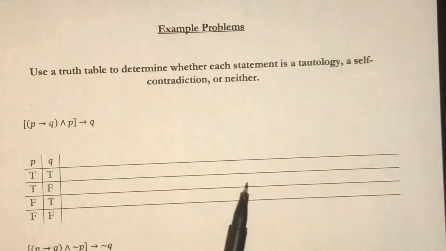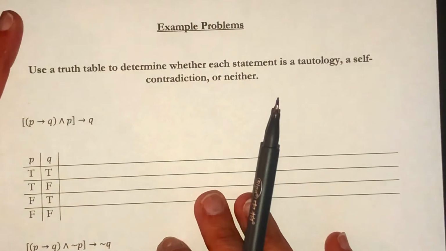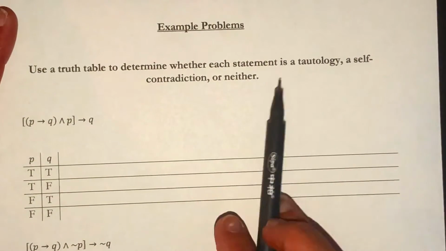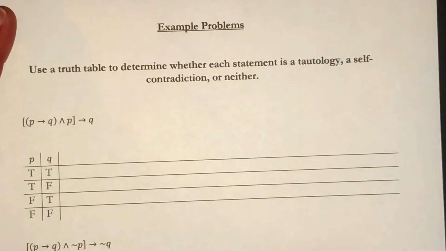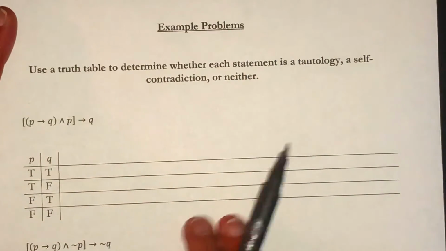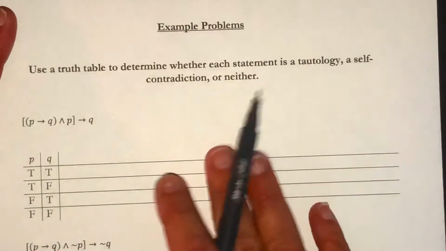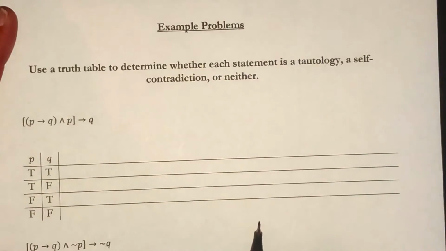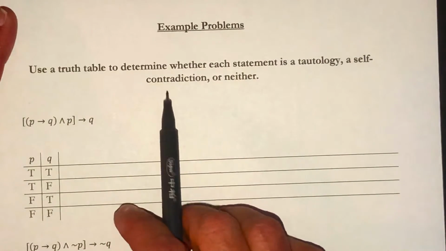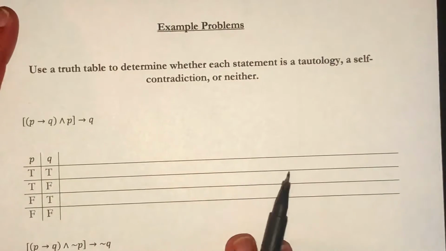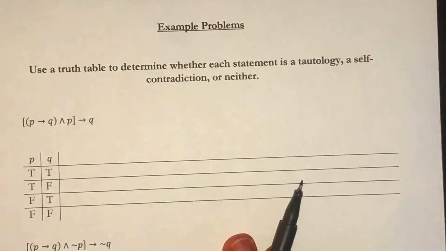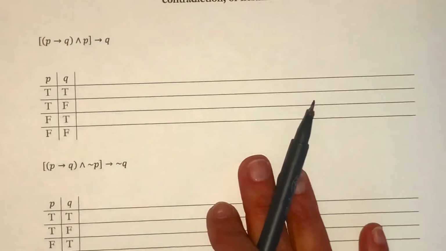Now, these problems here, they want us to use a truth table and then decide whether we have a tautology, a self-contradiction, or neither. So after I do my truth table, if I end up with all truths, it is a tautology. If I end up with all falses, it's a self-contradiction. And if I get a mixture, it's going to be neither. Okay, so let's get started.